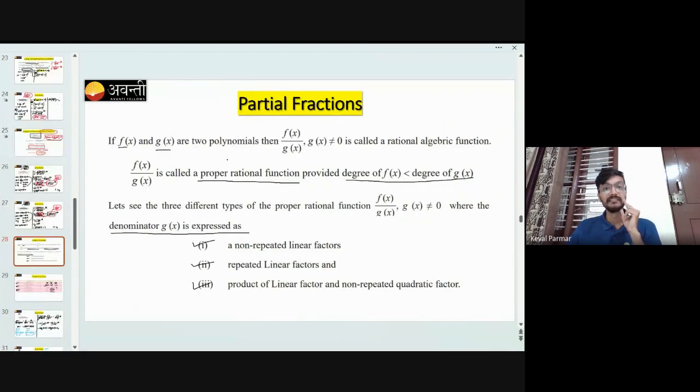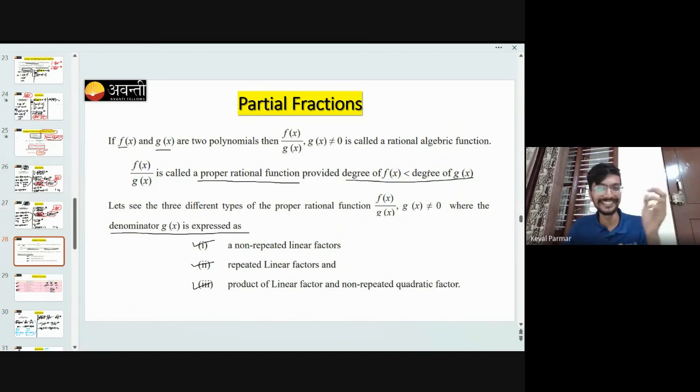And finally, we did the most important thing, partial fractions. Now, I told you, in rational fractions we may have two types: proper rational and improper rational. Here we saw a proper rational function. What is a proper rational function? When the degree of the numerator is less than the degree of the denominator. Got it? So next time we'll also see what an improper rational function is.